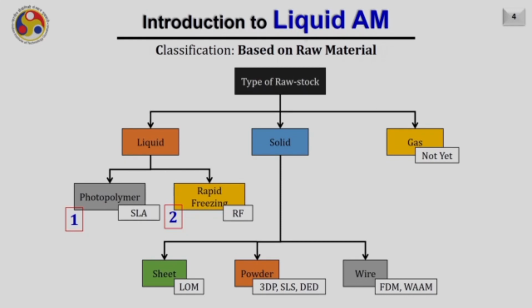If we look into the classification given by us, which is based on the raw stock material, additive manufacturing processes use liquid, solid or gas. If liquid is the raw material, this is going to be our focus. Now, the first one is the photopolymer based process and another is the rapid freezing based process. Let us first discuss the photopolymerization based processes.